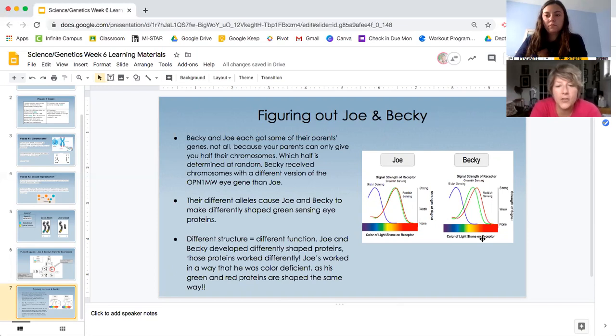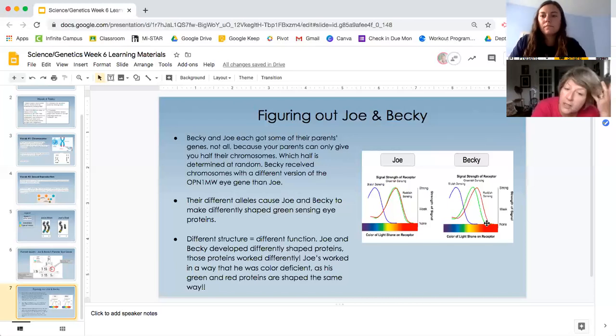You can see that on Joe's graph, the red and green overlap very close. On Becky's, you can see there's some space, so she can perceive those colors as being different, and Joe sees them as being very much the same. They can't differentiate between the red and the green. So different structure, different genes means different function, and they develop differently shaped proteins. Joe's works in a way where he has trouble figuring out which color of popsicle he should eat. So that's why he keeps eating the wrong ones.